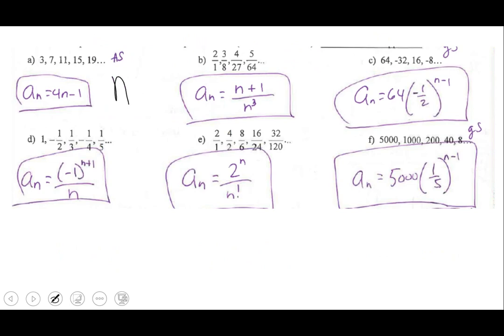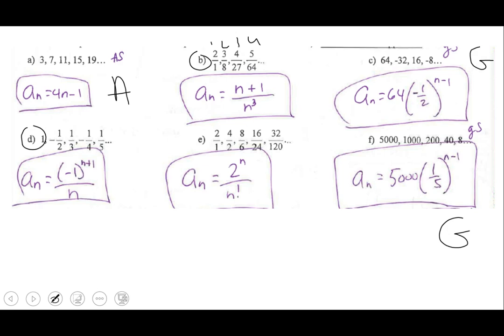So in A, this is arithmetic, which is why it looks like y equals mx plus b. Here in C, this is geometric. And F is also geometric because there is a common ratio. For the other 3, if you take a look at B, if you were to write first term, second term, third term, fourth term, you would hopefully realize that the numerator is the term number plus 1, where the bottom are the perfect cubes.